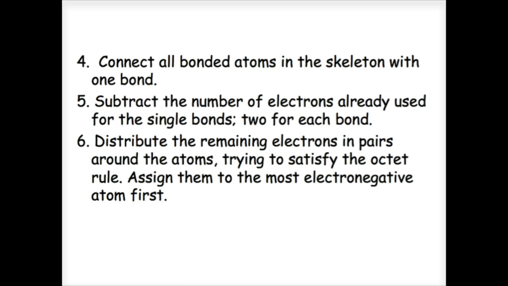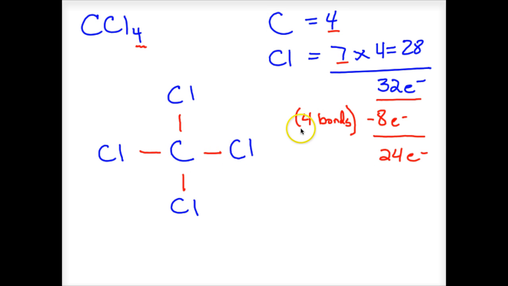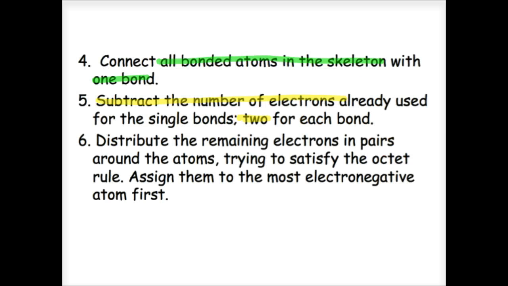So our next step is to connect the atoms with bonds. We want to connect all of the bonded atoms in the skeleton with a single bond, keeping in mind that each of those bonds represents 2 electrons, and I have to subtract that from my total. So let's look at what we have so far. I put in a total of 4 bonds, that's 8 electrons. I now have 24 electrons left. Now, for any remaining electrons, I satisfy the octet around the most electronegative atom first.